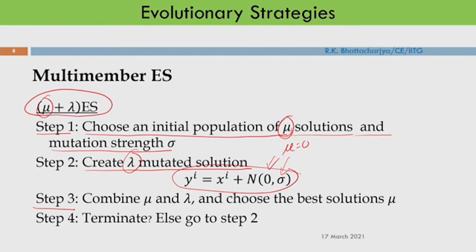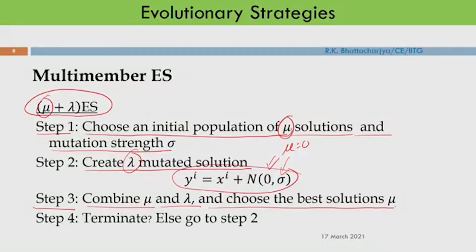Now, in step 3 what we are doing, combine mu and lambda and choose the best mu solutions. Okay. So, what I am doing, I am combining mu and lambda. So, in that way I am also implementing the elitism here. So, if there is any better solution which was there in the old population, that will also be preserved. So, we are combining mu plus lambda, and then we are selecting best mu solution, and step 4: terminate, else go to step 2. Okay. So, you create another lambda solution and that iteration will continue.